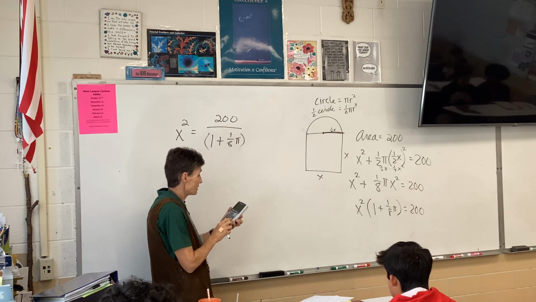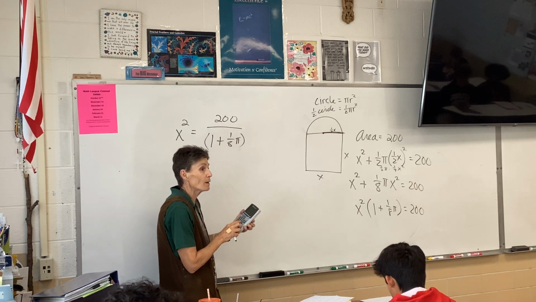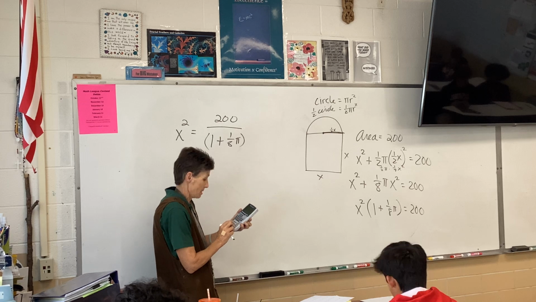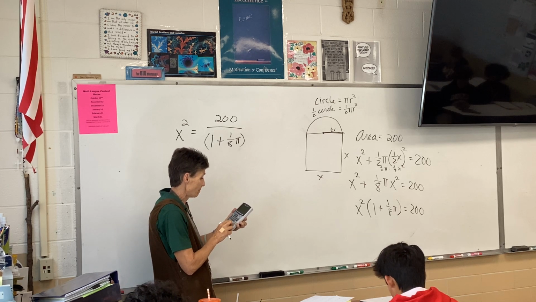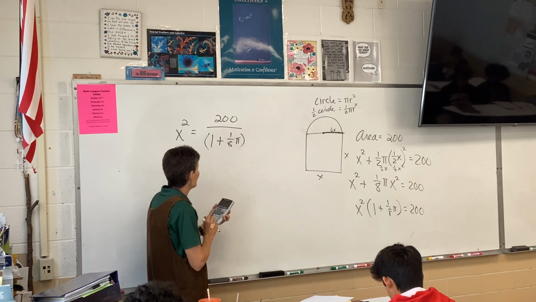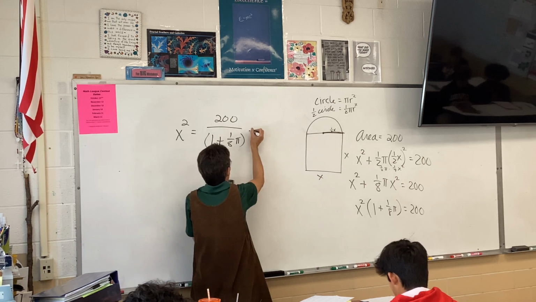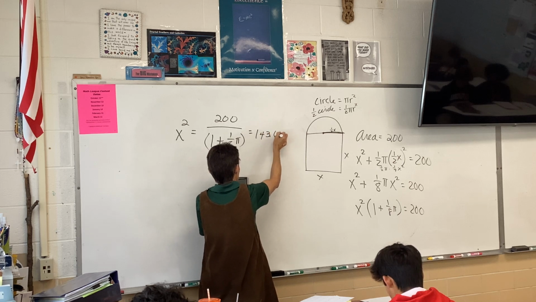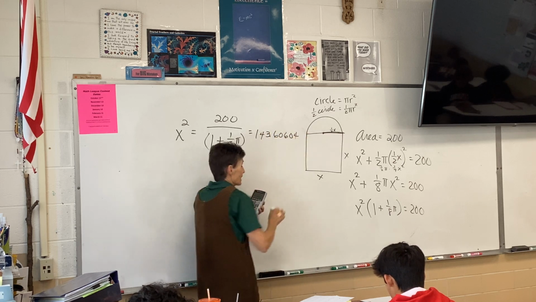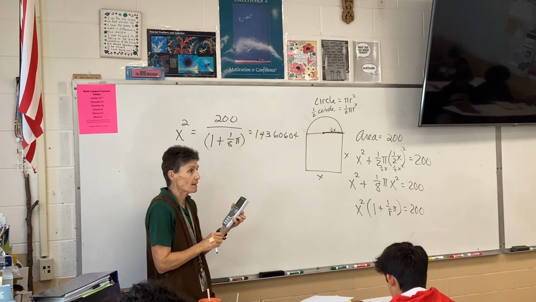$200 divided by parentheses 1 plus 1 divided by 8 pi, close parentheses. Tell me if you got 143.60604. Yeah, that's what you should have gotten. If you got that, you typed it in right.